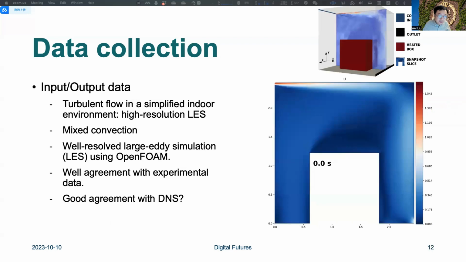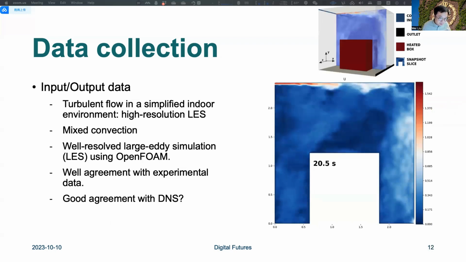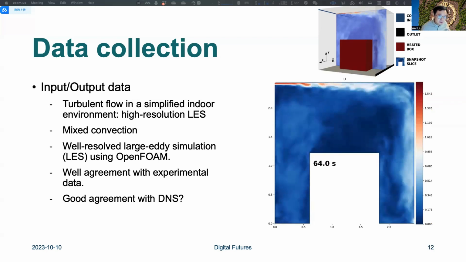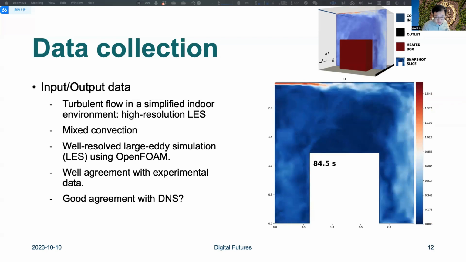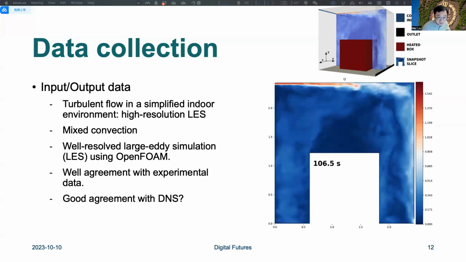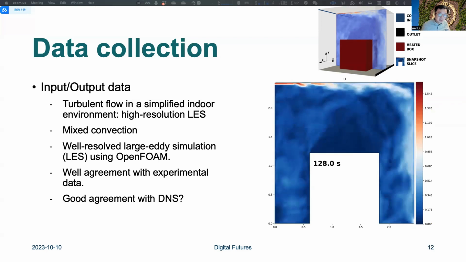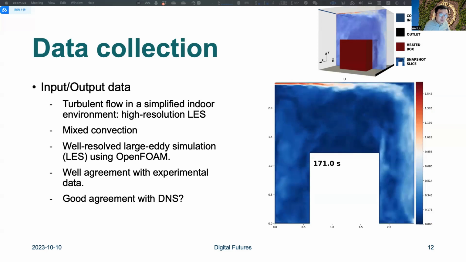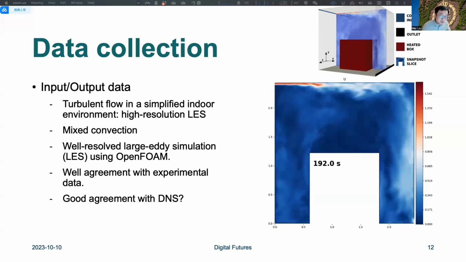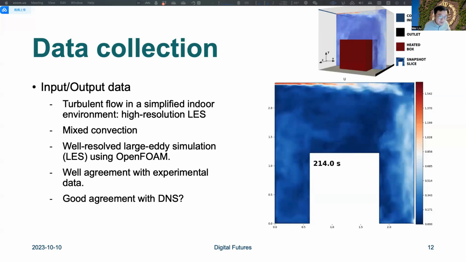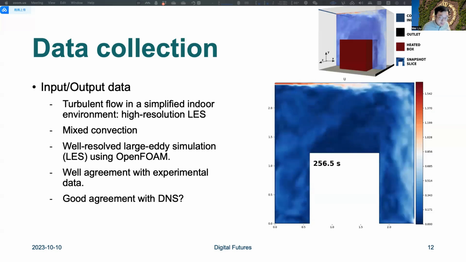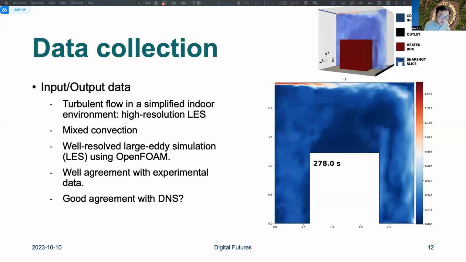And another is that we will also use the indoor flow. So here we consider the turbulent flow in a simplified indoor environment by using preliminarily the LES, large eddy simulation. It is basically a mixed convection where we have the jet and also a thermal plume from the box. So we use OpenFOAM to do the simulation, and it so far has very good agreement with the experiment data, but whether it agrees with the DNS data will need further investigation.